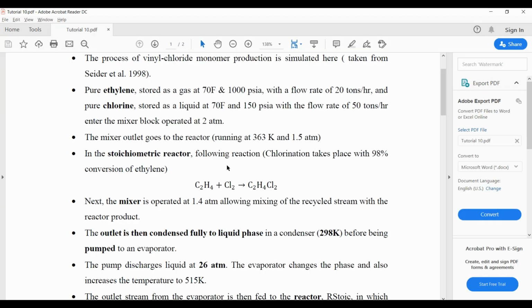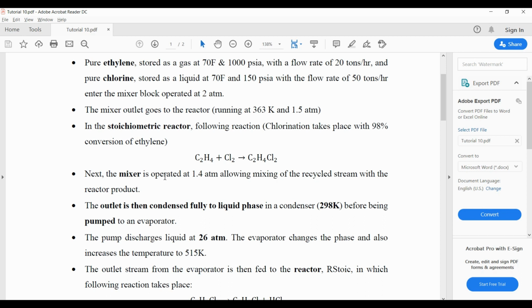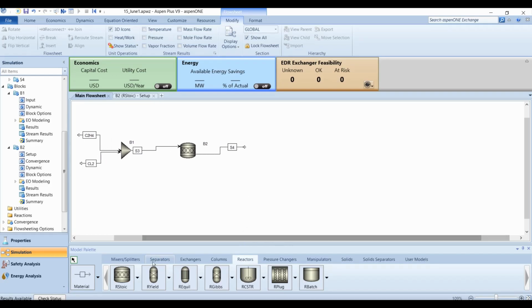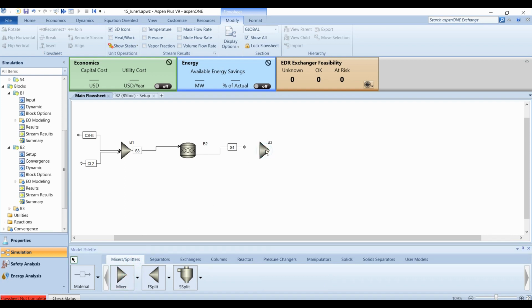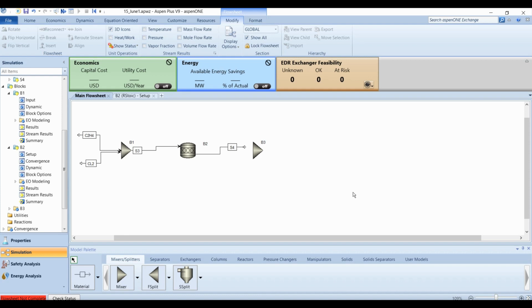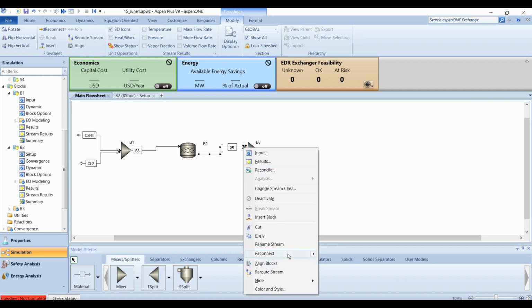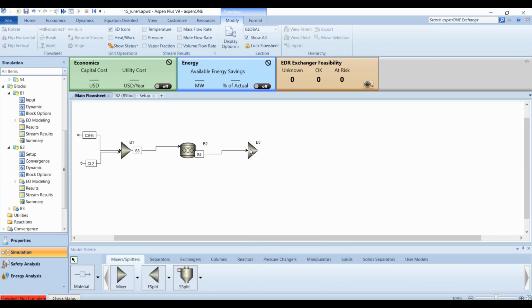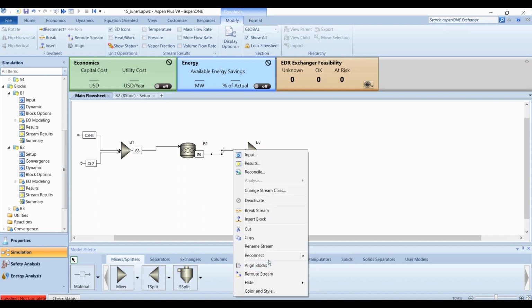Now after the reaction, the next is a mixer, which is operated at 1.4 atmospheric pressure, allowing mixing of the recycled stream with the reactor product. So here I am going to add a mixer. I have written that a recycled stream is also going to connect to this one. So when I complete the next part of the process, I will connect another stream from the next process here in this particular mixer. So right now it will be just a simple one stream connecting to this mixer.